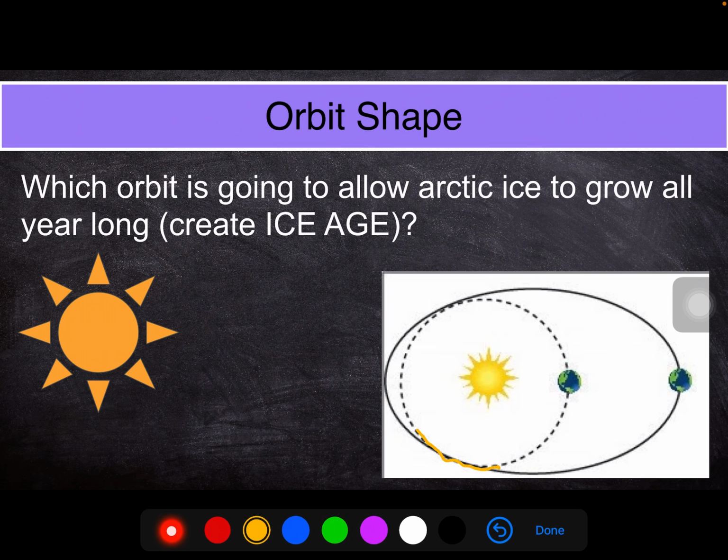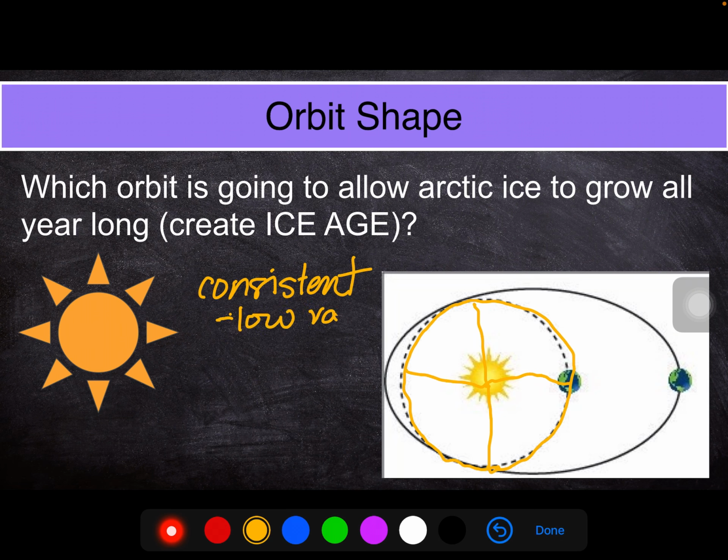So here in our circular orbit, we noticed in our diagram in our setup in class that the distance the Earth is from the Sun as it goes around that circular orbit is pretty similar throughout the year, or really consistent, right? It doesn't have much change. It has a low variation, meaning that there's not much seasonal difference as the Earth is in this circular shape.